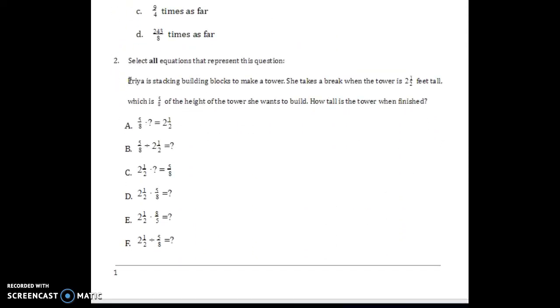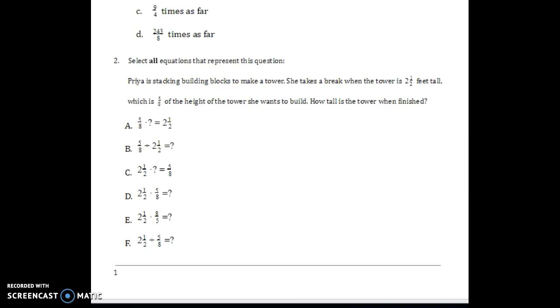Question 2. Select all equations that represent this question. Priya is stacking building blocks to make a tower. She takes a break when the tower is 2 1/2 feet tall, which is 5/8 of the height of the tower she wants to build. How tall is the tower when finished?